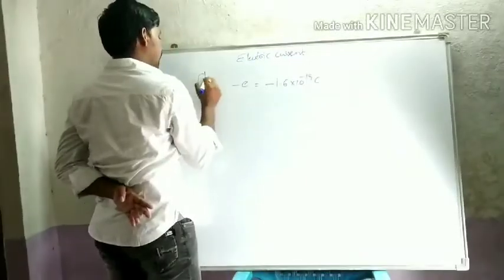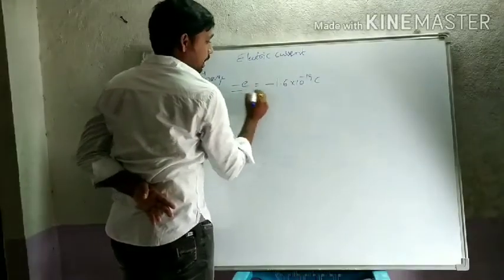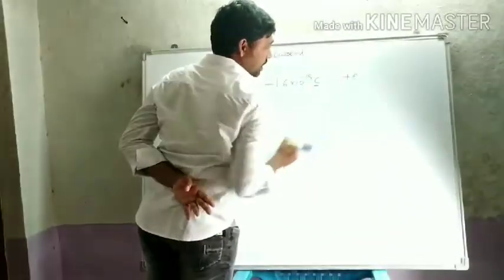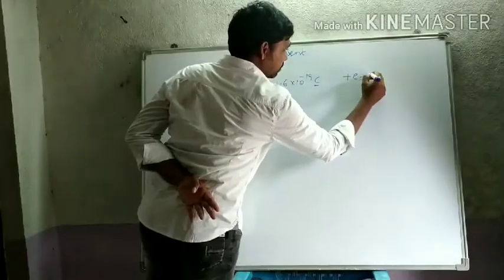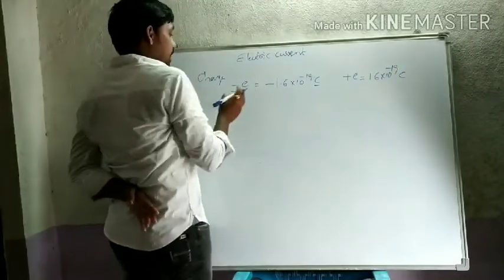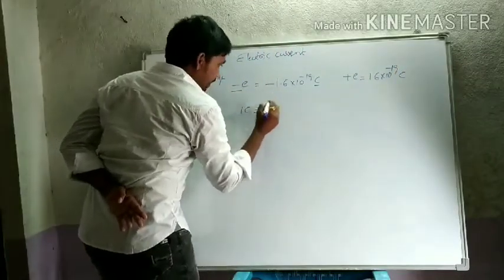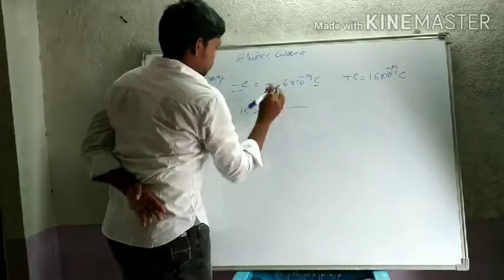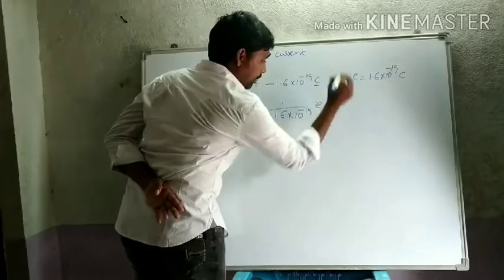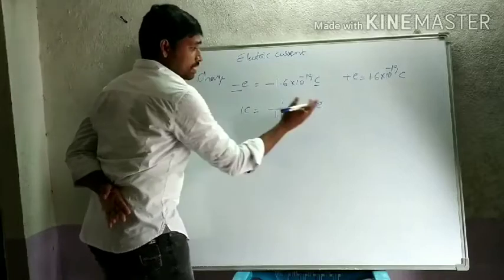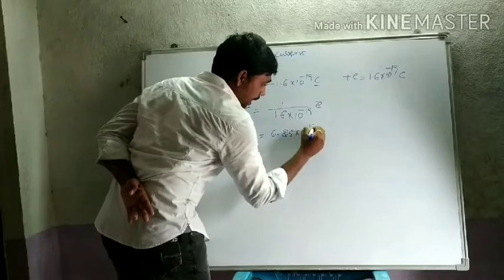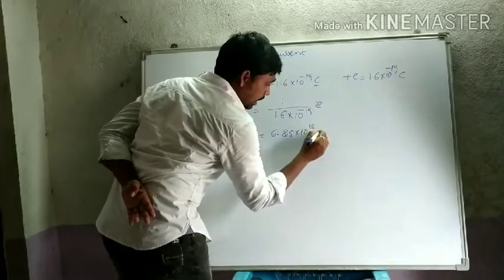Means the charge of an electron is measured in terms of coulombs, and at the same time the positive charge, that is the proton, has the same charge value, 1.6 into 10 to the power of minus 19 coulombs. Then here 1 coulomb is nothing but 1 by 1.6 into 10 to the power of minus 19 number of electrons. Means 1 coulomb has this many electrons, equal to 6.25 into 10 to the power of 18 electrons.